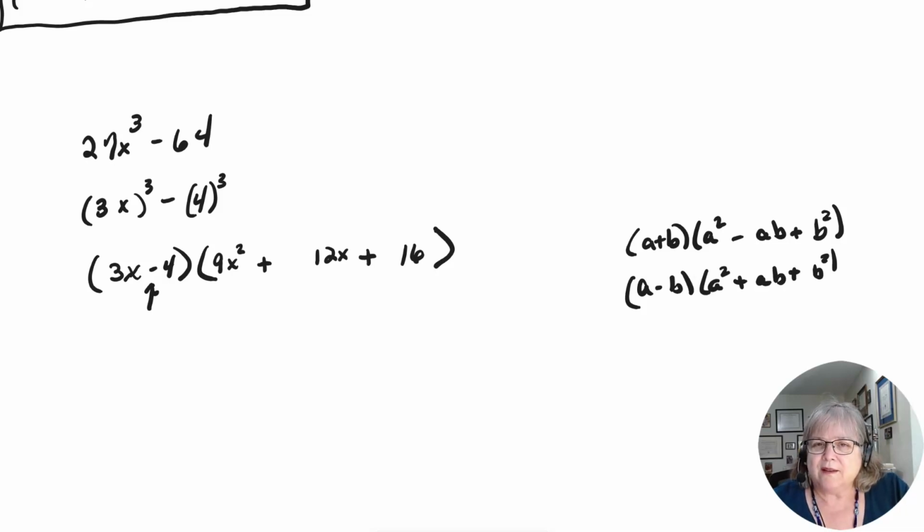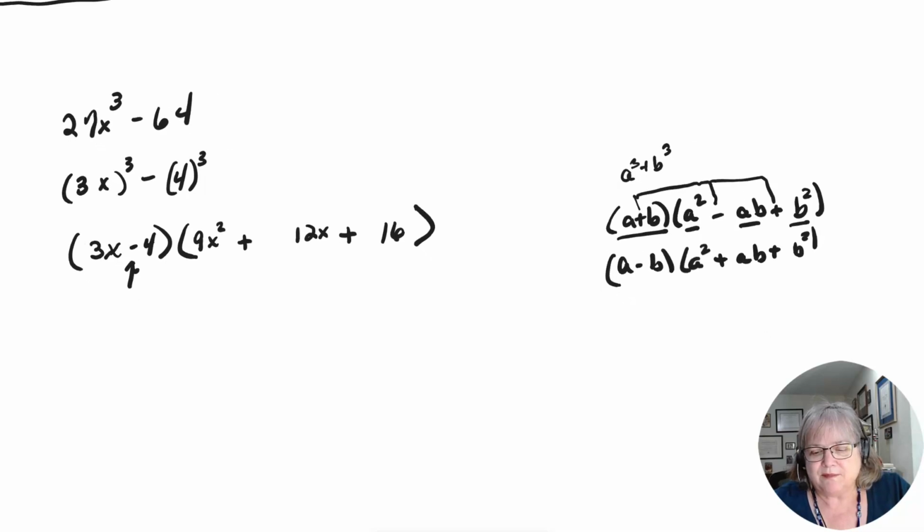All right, and they'll say a plus b times a squared minus ab plus b squared, and a minus b times a squared plus ab plus b squared, but it's the same thing. Okay, so if you had a cubed plus b cubed, you drop the cubes. You take the term in the front, square it, and put it in the front. You take the term in the back, square it, and put it in the back. Front times the back goes in the middle. If this is a plus, this is a minus, this is always plus.